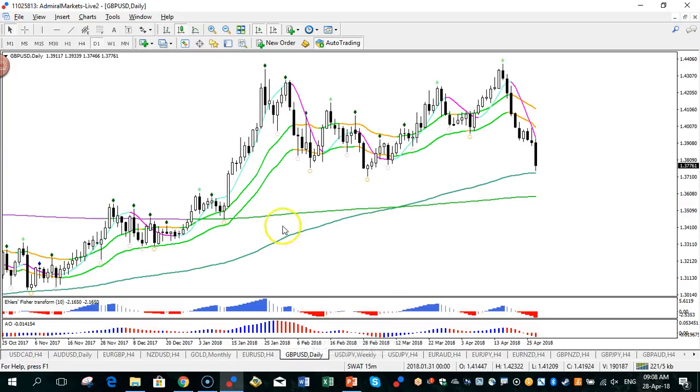Let's move over to the pound dollar. This is looking more bearish, obviously, even more so than the euro dollar, although euro dollar made a significant bearish move. Pound dollar even more so, at least the last few days.